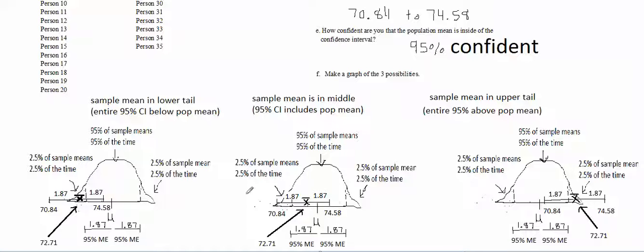So this is what the three possibilities will look like. Your answer will look the same as this, except you'll have different numbers than I will. I mean, you'll have different numbers than what I'm showing here because your sample mean will be different, your margin of error will be different, and your two confidence interval answers will be different.